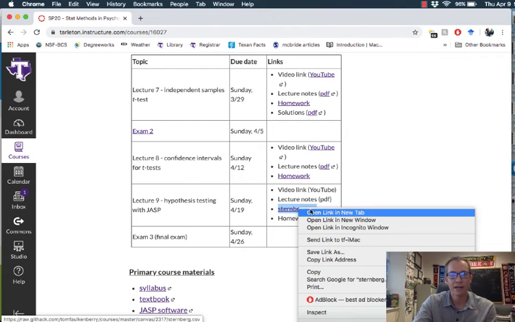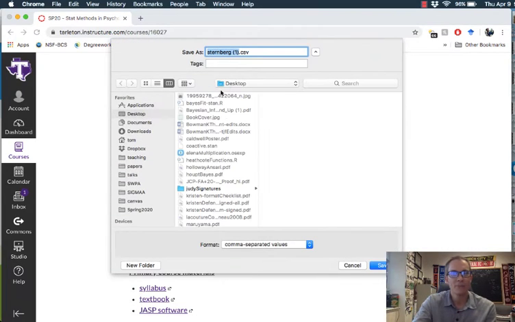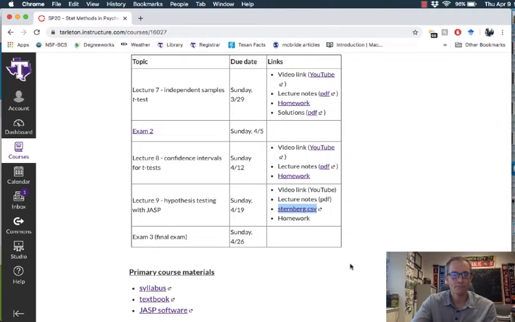It's going to open up a dialog box, and basically I want to save this file somewhere. So I'm going to say Save Link As, and I'm just going to put it on my desktop. It's already there from earlier, so I'm not going to save it, but that's how you get it. Save the file somewhere on your desktop.